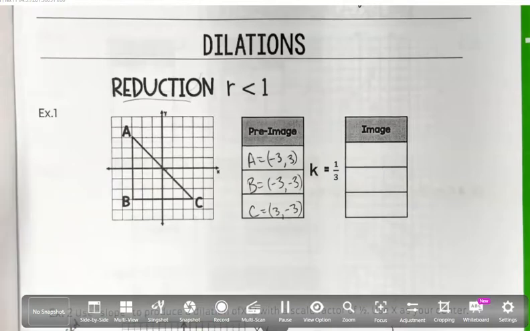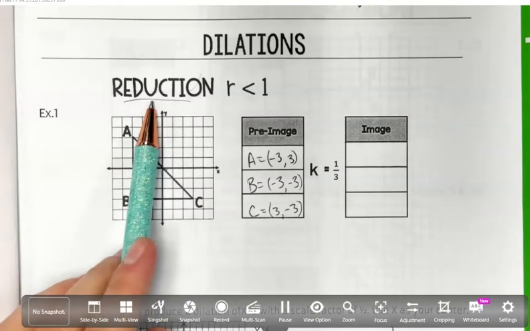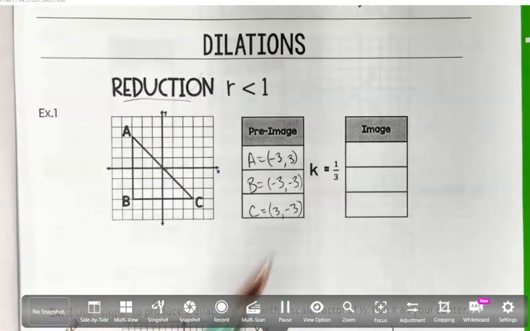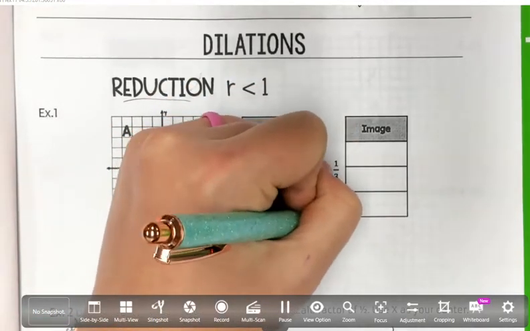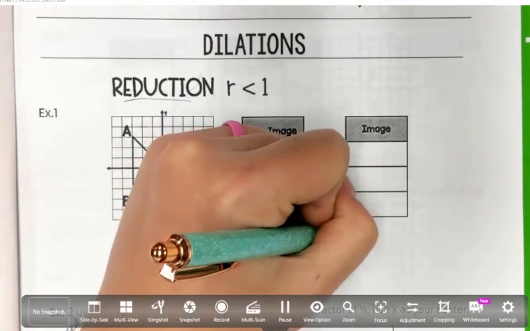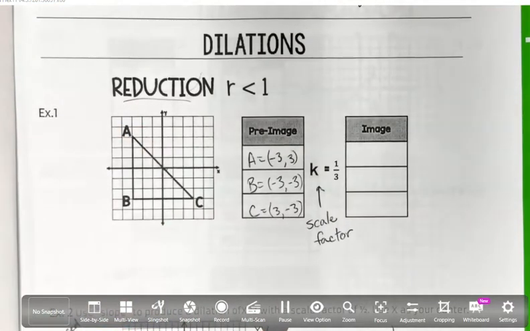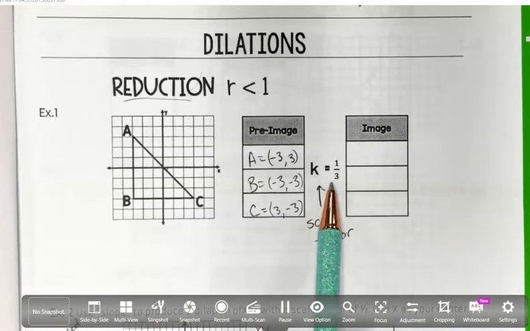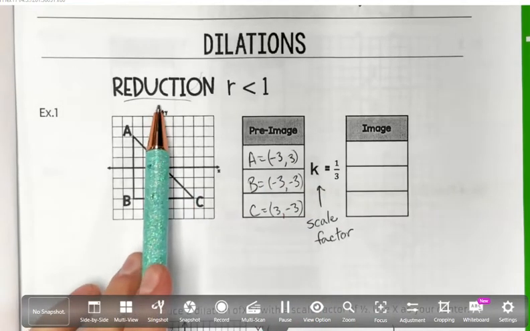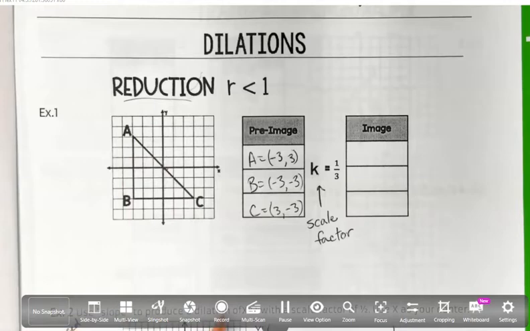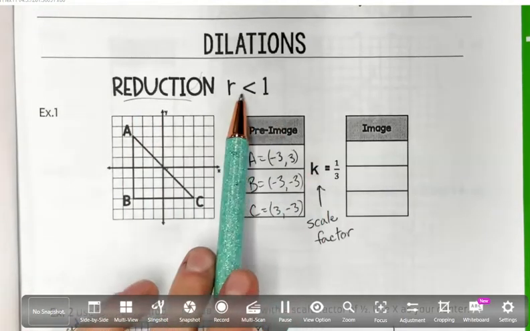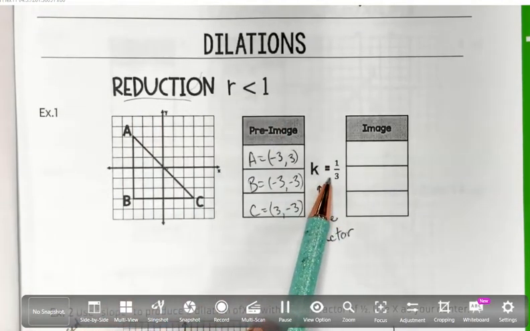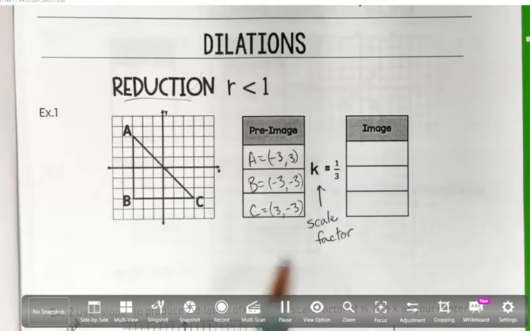And then we are going to take all of these points and we are going to reduce them by the scale factor. And if you think of the word factor, you may have heard it before. It implies multiplying. So we are going to use this to multiply these numbers in order to get our image. And that's going to reduce the size of the triangle. And so a reduction, the scale factor is going to be less than 1. So if you notice, this is 1/3. So it is less than 1. And so it's going to make our shape smaller.